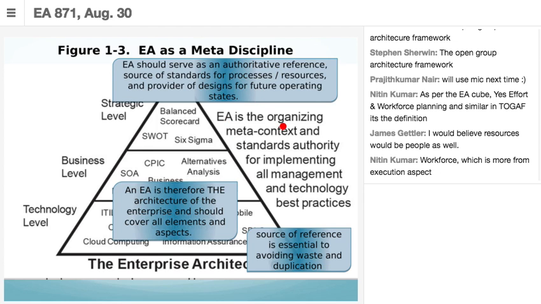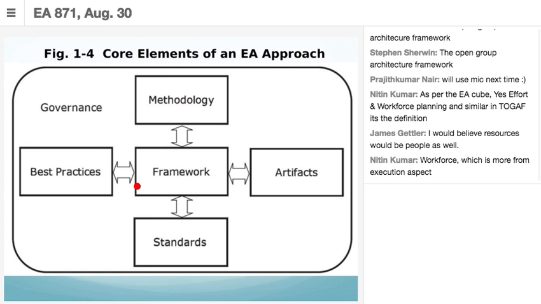EA as a meta-discipline. EA is the organizing meta-context and standards authority, and we will talk about that governance there, standards authority for implementing all management and technology best practices. So at the strategic level, we have these tools. At the business level, we have these tools. At the technology level, so an enterprise architecture is therefore the architecture of the enterprise and should cover all elements and aspects. Now, EAs like this definition, but people that aren't enterprise architects think that EAs are trying to take over the world. So this can be points of contention, and we will be able to discuss these.